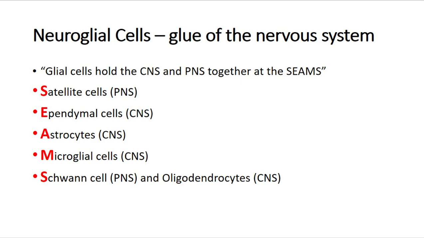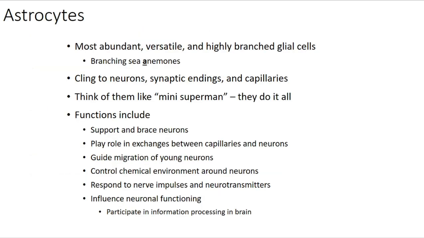So here we kind of have this glue of the nervous system slide where we have a phrase to just help us remember all of these 6 cells. So the phrase is, glial cells hold the central nervous system and the peripheral nervous system together at the seams, with the S for satellite cells, E for ependymal cells, A for astrocytes, M for microglial cells, and because Schwann cells and oligodendrocytes have the same function, we put them together for the second S. So let's talk about each one.